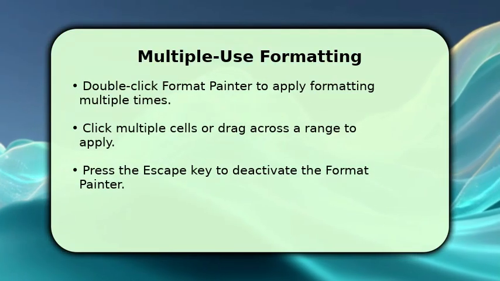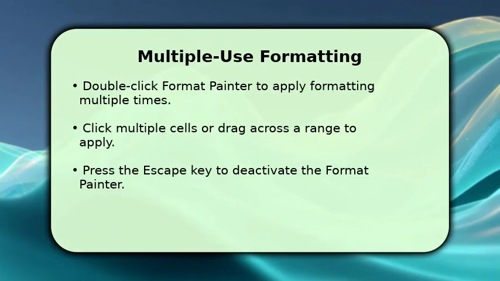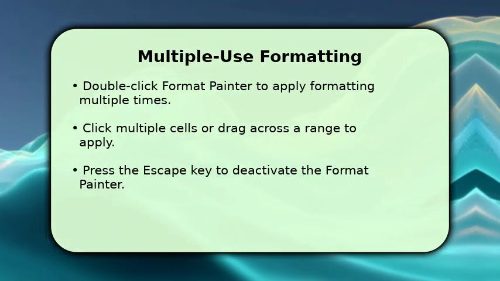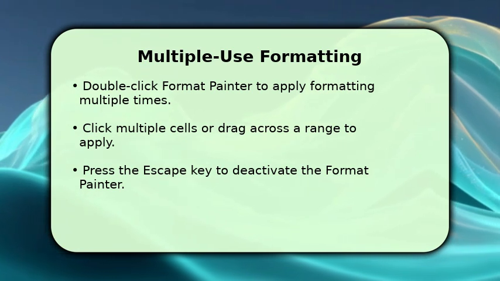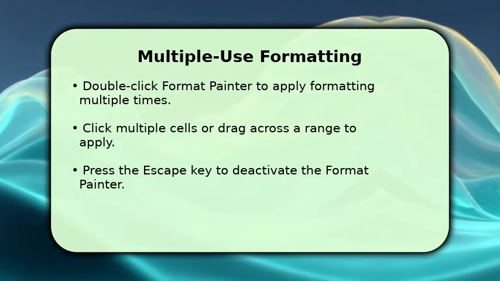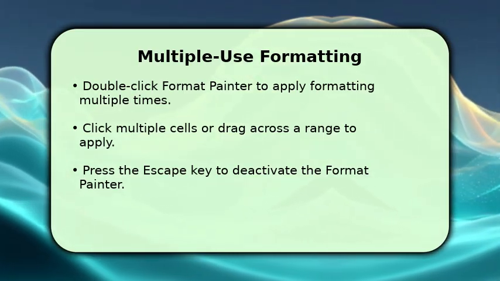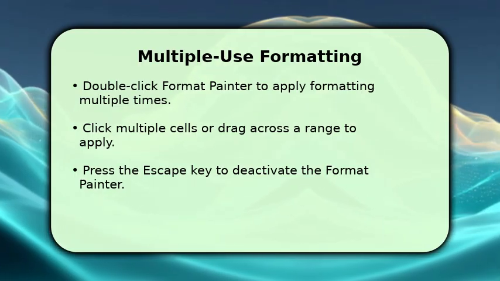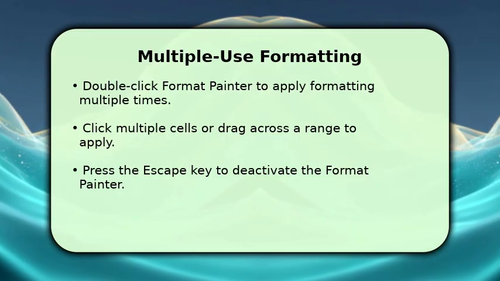For applying the same formatting to several different areas, double-click the Format Painter icon. This keeps the tool active. You can then click on individual cells or drag your mouse across entire ranges to apply the formatting repeatedly. When you're finished, just press the Escape key on your keyboard to turn off the Format Painter. This is a huge time saver for large projects.